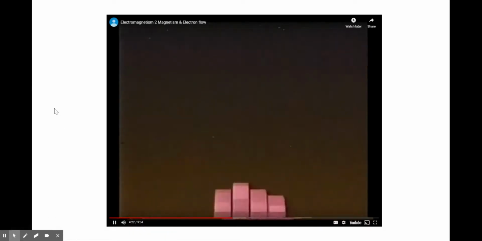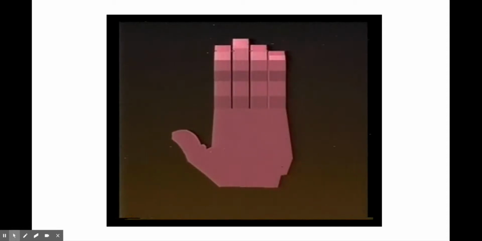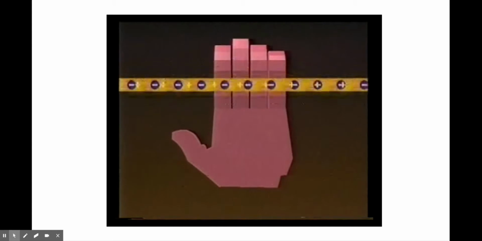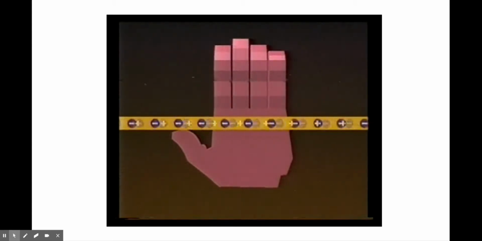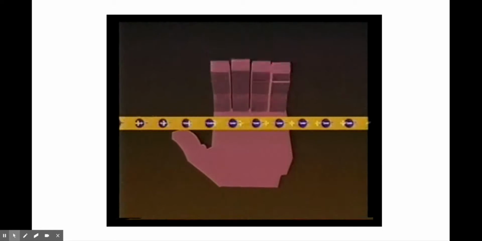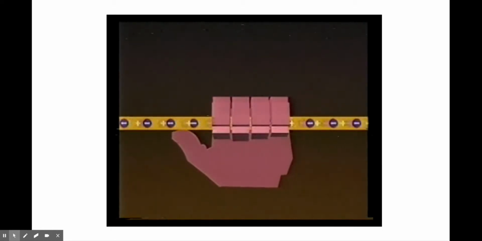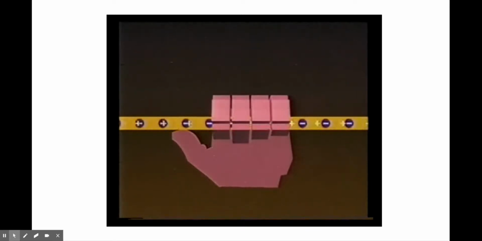Our left hand gives us a convenient method for correctly predicting the relationship between the direction of the magnetic field around the conductor and the direction of electron flow through the conductor. This is the left-hand rule for conductors, and it states that if the left hand is placed around a conductor with the thumb pointing in the direction of electron flow, the fingers will curl in the same direction as the magnetic field.